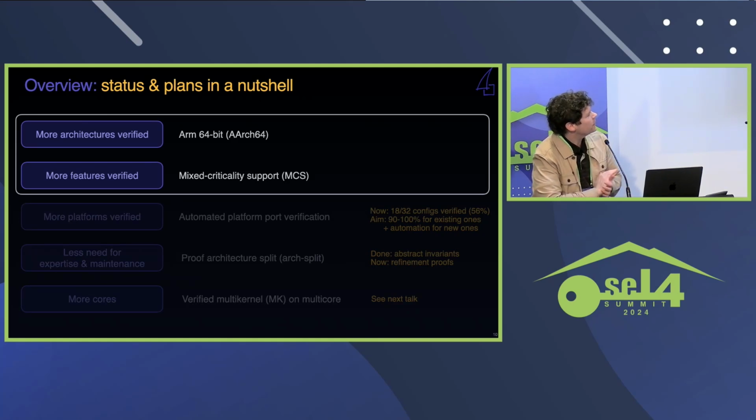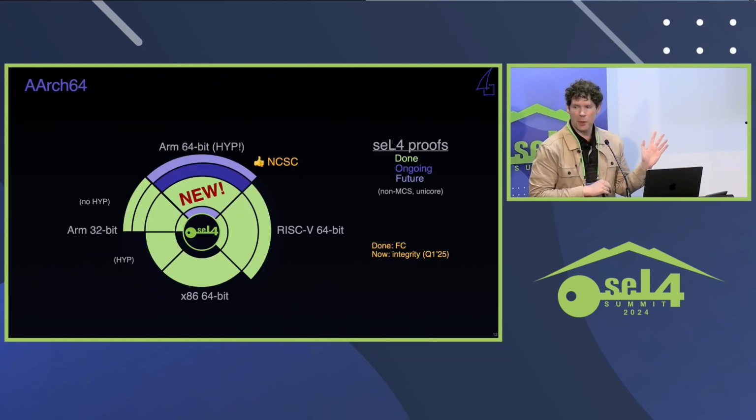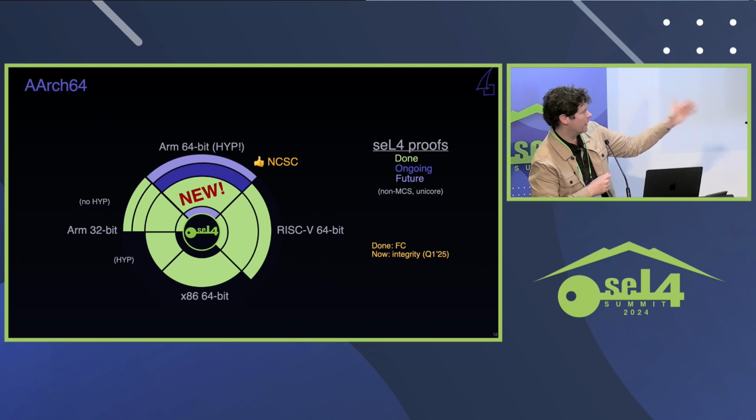Okay, so let's come back to these first two points. We wanted seL4 verified on more architectures, and for this we are working on ARM's 64-bit architecture, which we call AArch64. So let's take a look at this. This is one of our radar diagrams from before, but now we've got all the architectures for which we provide verification. On the right-hand side, we've got the RISC-V 64-bit architecture. Down the bottom is Intel's x86 64-bit architecture. On the left, we have ARM's 32-bit architecture, and we've got versions with and without hypervisor support. And then all the new stuff's happening at the top. So that's AArch64 with hypervisor support.